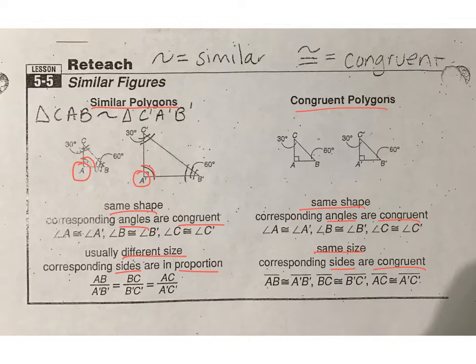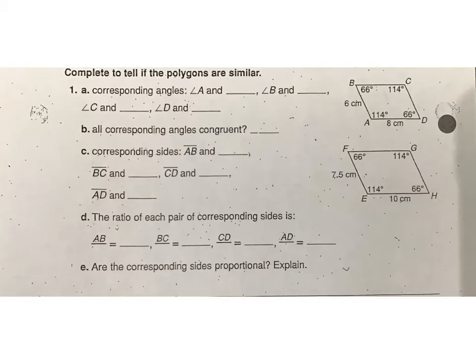But again, the angles are congruent, but the sides are proportional. And we'll get into a little bit more of that with seeing if they are proportional or not. So hopefully that makes sense with the difference between similar and congruent. Similar is same shape, different size. Congruent is same shape, same size. So let's flip it over to the back.